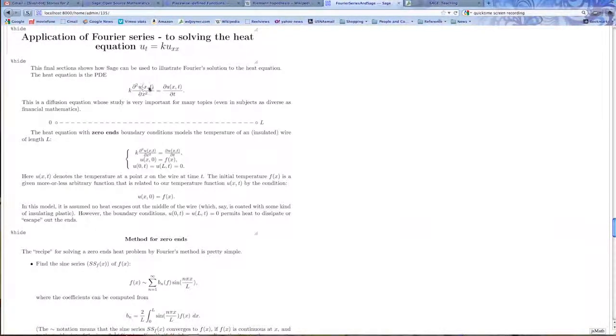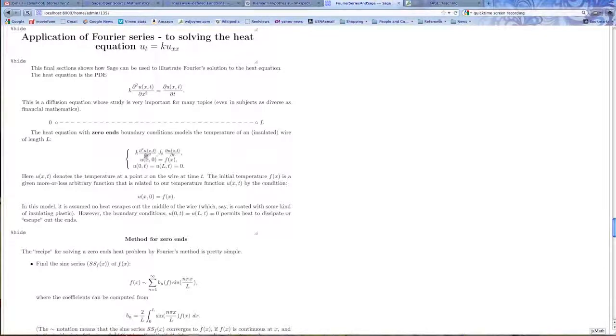And u of x,t is the temperature at the point x on a wire of length l at time t. So here's our wire, this dotted line here. We're going to call this endpoint 0, this endpoint over here l, and x is a point on that wire. This wire is a copper wire. We assume it's maybe plastic coated or something. The idea is that heat cannot escape out the middle of the wire, only out the ends.